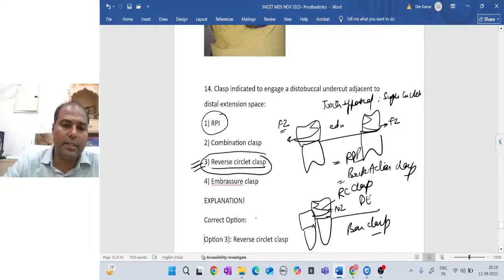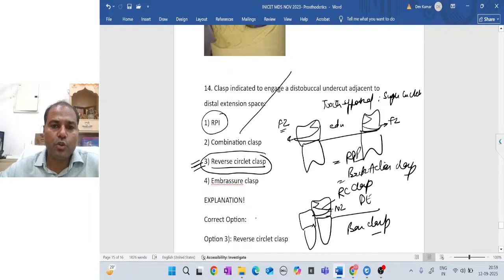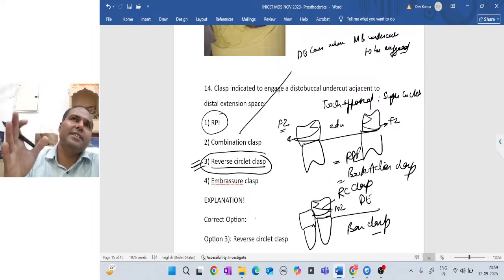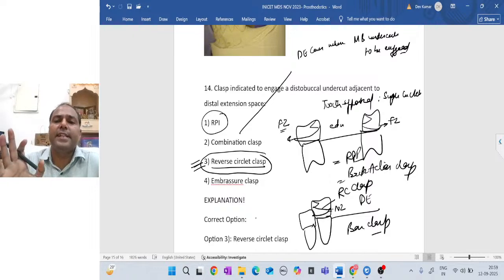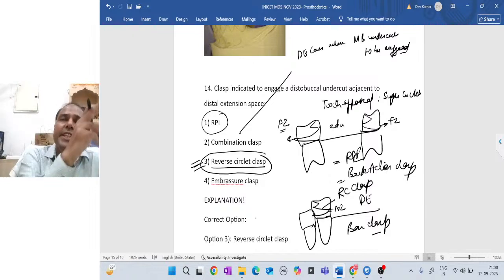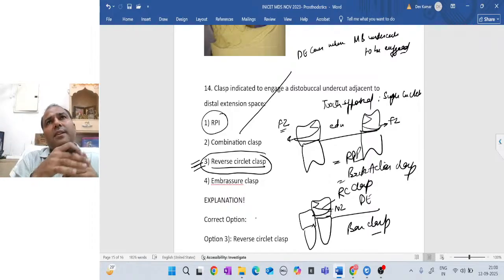Okay, let me tell you one more thing. Combination clasp, write down: combination clasp is given in distal extension cases where a mesiobuccal undercut is to be engaged. Write it down. Normally we always engage the distobuccal undercut, but if there is no distobuccal undercut, we do not give a simple circlet design clasp. What is a combination clasp? Combination clasp is your wrought wire retentive arm and cast chrome reciprocal arm. So in such cases where we have to engage the mesiobuccal undercut, we can give a combination clasp.